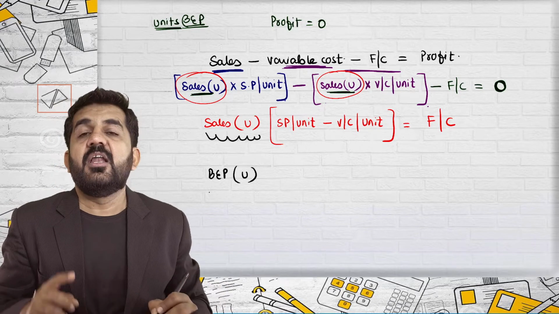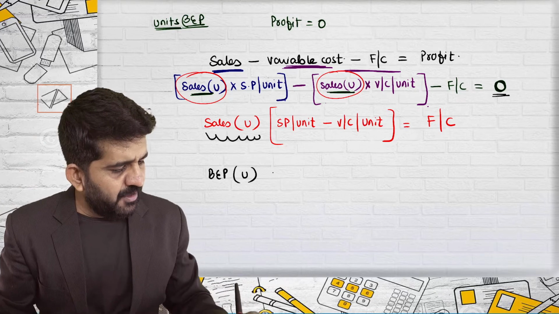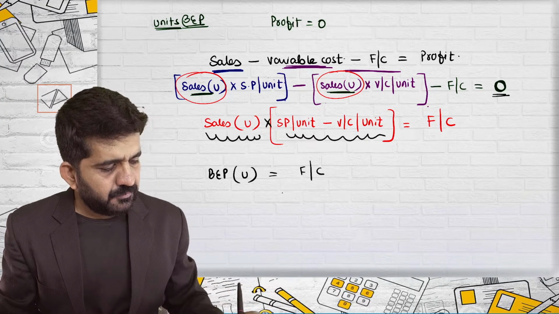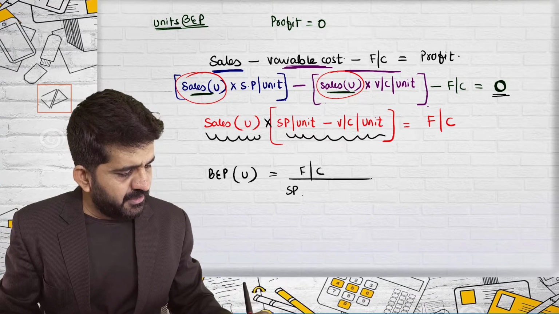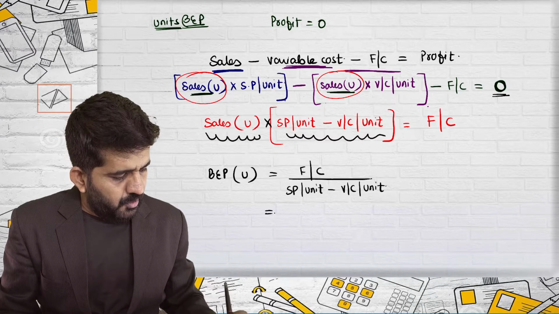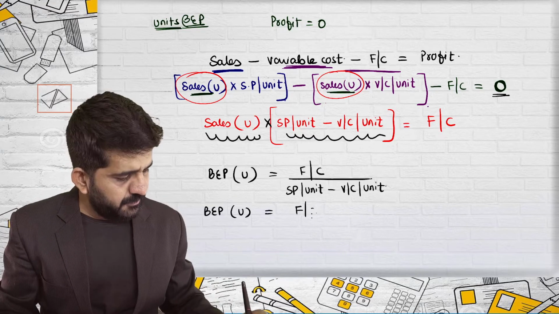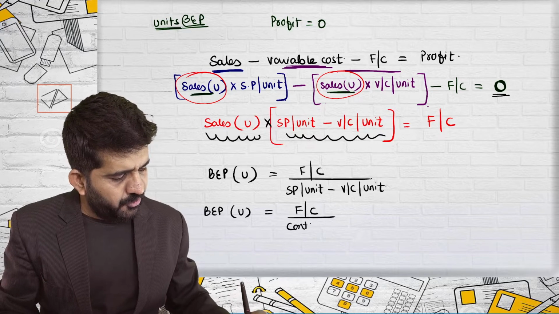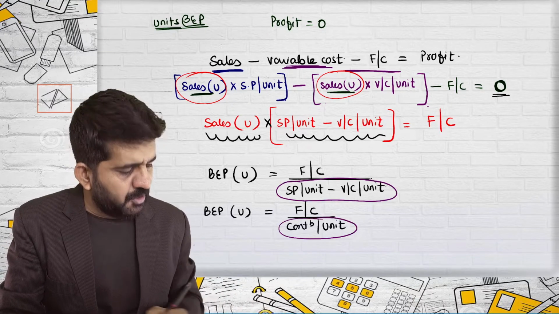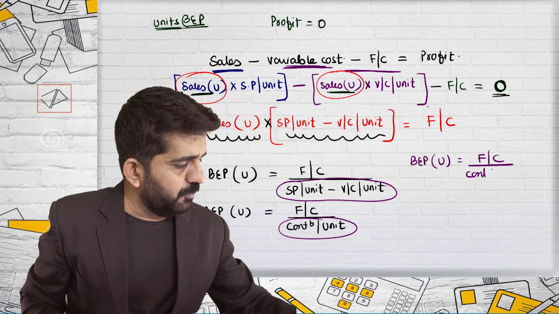Break-even point in units is the level of sales at which there is 0 profit. So break-even point in units will be equal to fixed cost, and as this is multiplication over here, it will become division over here, divided by selling price per unit minus variable cost per unit. So, break-even point in units will be equal to fixed cost divided by contribution per unit, which is selling price per unit minus variable cost per unit. So break-even point in units is fixed cost divided by contribution per unit.